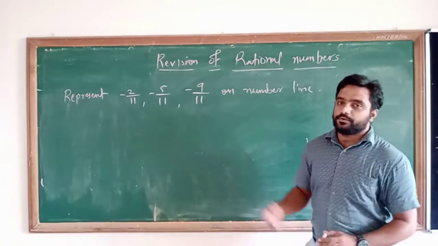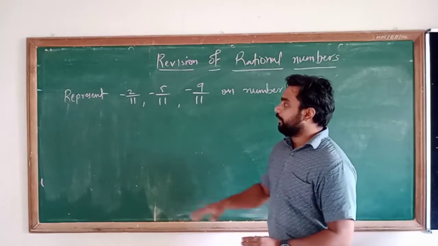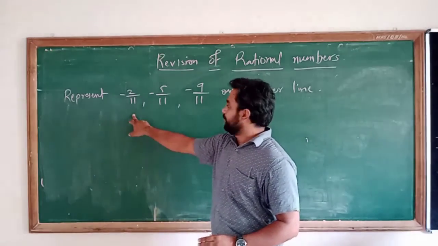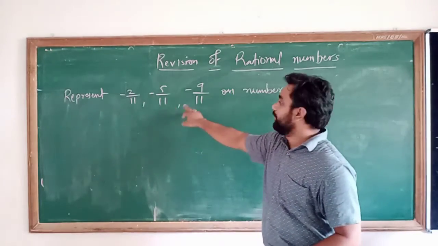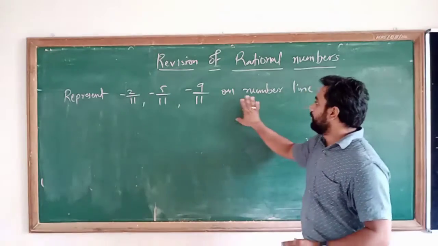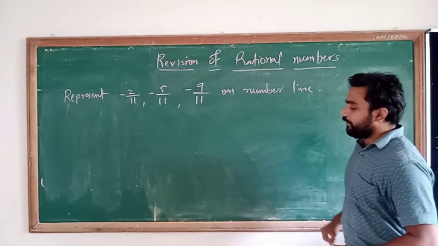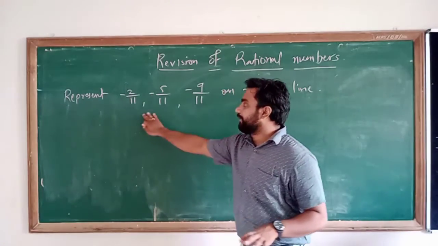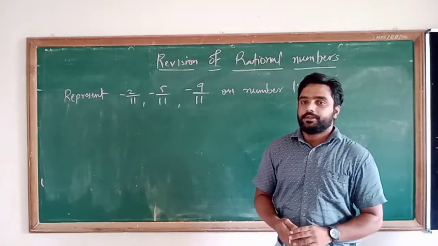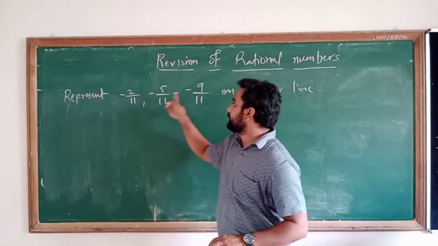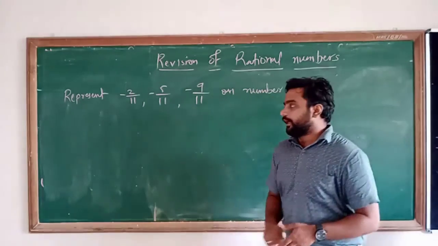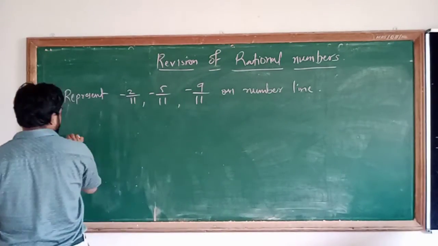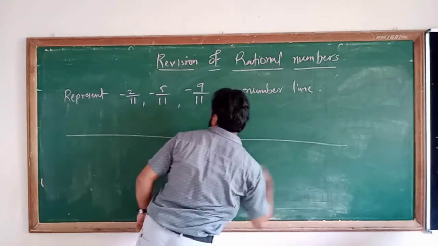One of the questions from your exercise is: represent -2 upon 11, -5 upon 11, -9 upon 11 on a number line. Now how can you represent it? First of all, see that all three rational numbers are negative. That means they contain minus, minus, minus. That means you have to draw the number line in this.